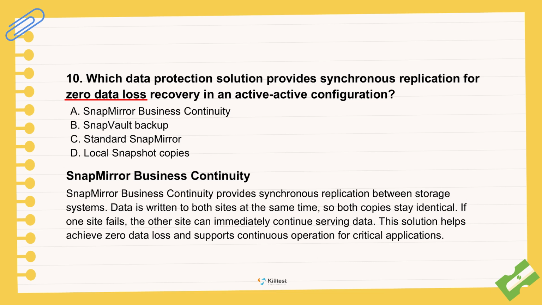Which means the only architectural solution for zero data loss is SnapMirror Business Continuity, or SMBC. Because SMBC utilizes synchronous replication. When a host server writes a block of data to site A, the local storage array does not acknowledge the write back to the application until that data has also been successfully transmitted across the network and committed to disk at site B. Both sites are guaranteed to be perfectly identical at the exact same millisecond.